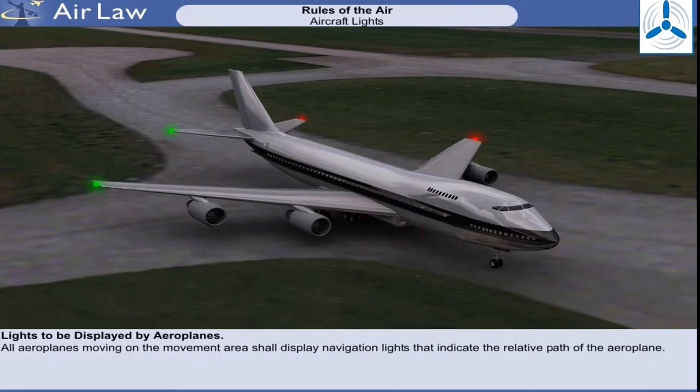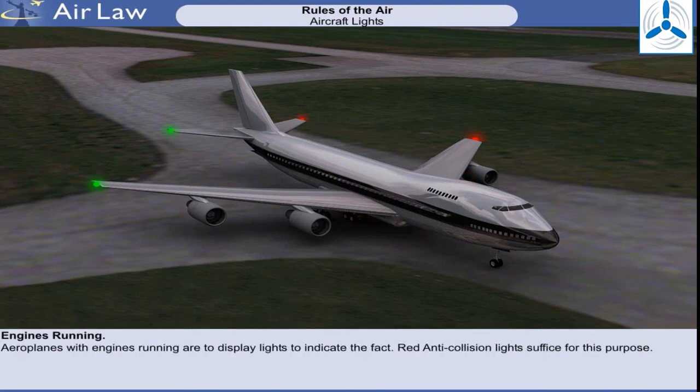From sunset to sunrise, all aeroplanes moving on the movement area shall display navigation lights that indicate the relative path of the aeroplane. All aeroplanes on the movement area shall display lights that define the extremities of their structure, unless stationary and otherwise adequately illuminated. Aeroplanes parked on an apron will be adequately illuminated because the apron is required to be lit at night. Away from an apron, aeroplanes must be lit.